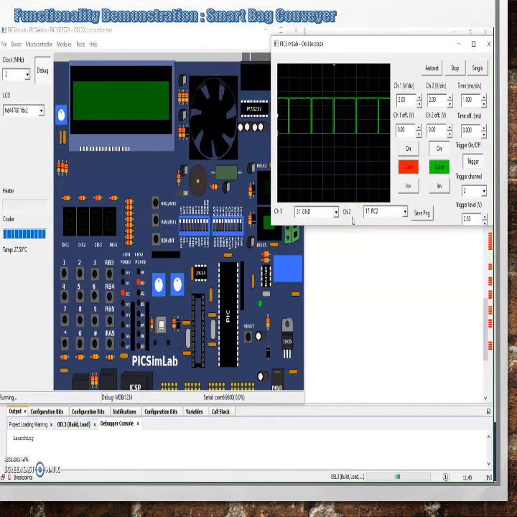In this project, for the oscilloscope, we use channel 2 to monitor, and we set channel 2 at RC2 because RC2 is our motor speed for the bag conveyor. Okay, we can see the speed is decreased after 10 seconds.